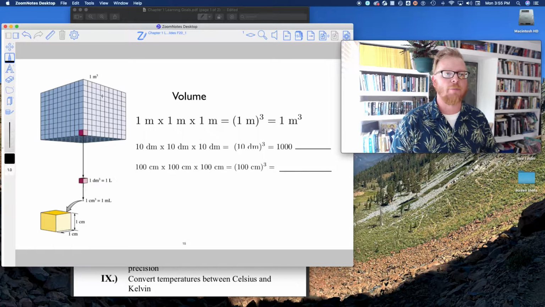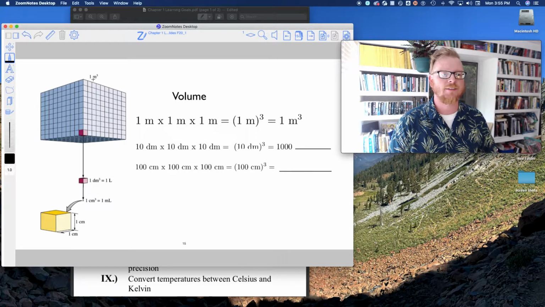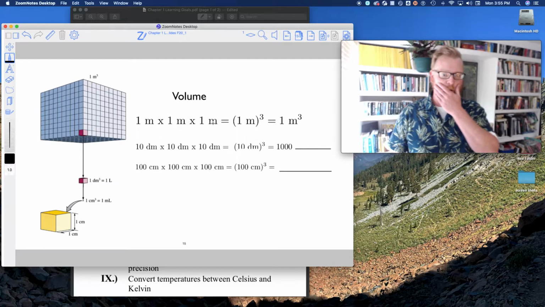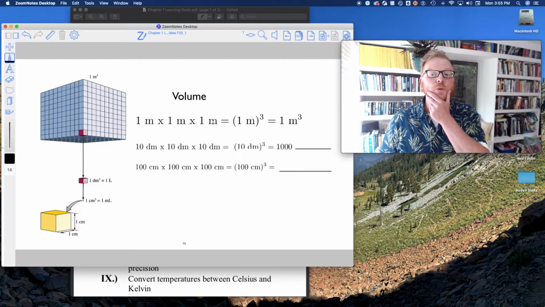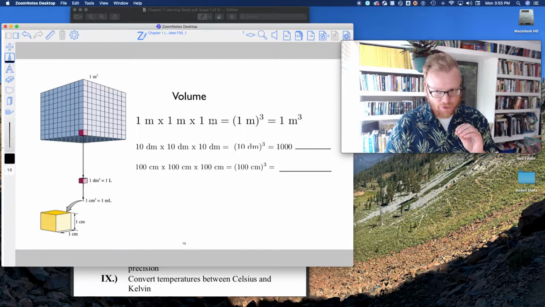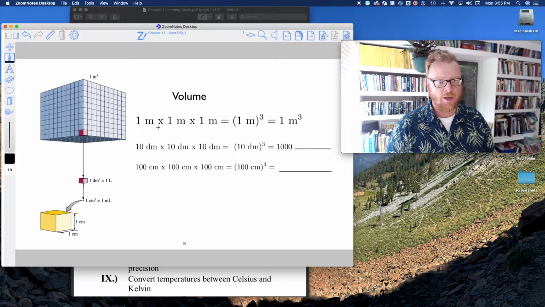Okay, so here I have a box, and as it turns out, this box is 1 cubic meter. So it's 1 meter by 1 meter by 1 meter, which you can see right there. And I'm going to use this volume example to show you how we do math with units, because doing math on the number is important, but doing math on the unit is also important, okay?